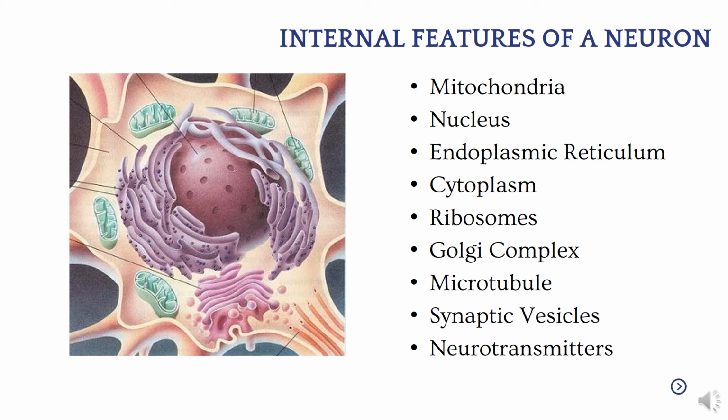Internal features of a neuron. Mitochondria, sites of aerobic, which means oxygen-consuming, energy release. Nucleus, a spherical DNA-containing structure of a cell body. Endoplasmic reticulum, a system of folded membranes in the body. Rough portions, those with ribosomes, play a role in synthesis of proteins. Smooth portions, those without ribosomes, play a role in the synthesis of fats.